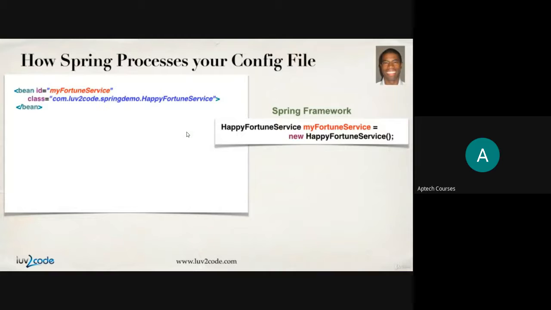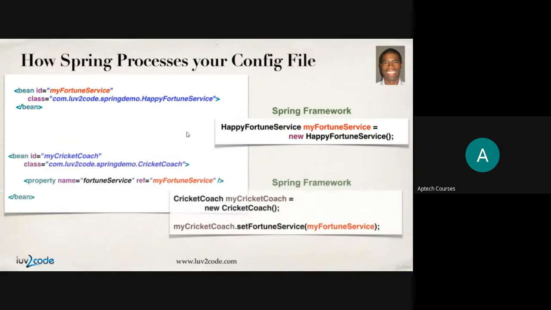So this is how Spring will process your config file. Up top, we have the bean ID of My Fortune Service. And like we've seen before, Spring simply creates an instance of your fortune service by using the new keyword with the no argument constructor. Then for our Cricket Coach, Spring will create a new Cricket Coach using its no argument constructor, and then it'll inject that dependency by calling the setter method. Whatever the property name is, in this case fortune service, Spring will call set fortune service, and pass in a reference to that given bean. And that's what happens behind the scenes when Spring processes your configuration file.